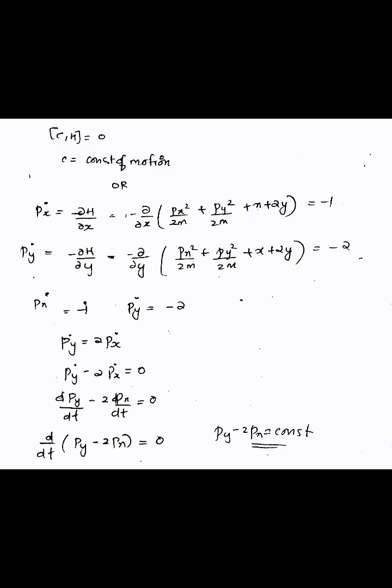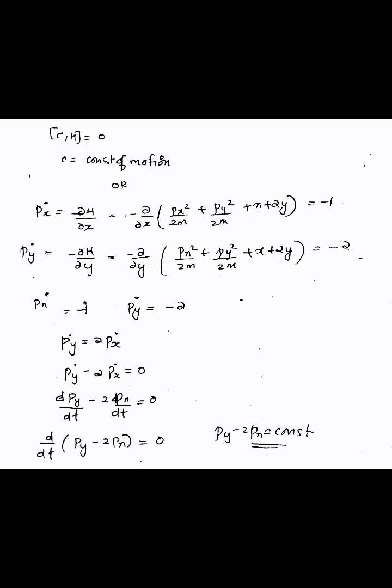The other method is using the Hamilton equations. We know px dot is equal to minus ∂H/∂x. That is minus ∂/∂x of (px square by 2m plus py square by 2m plus x plus 2y), that is equal to minus 1. Then py dot is equal to minus ∂H/∂y. That is equal to minus ∂/∂y of (px square by 2m plus py square by 2m plus x plus 2y), that is equal to minus 2. So here we get px dot is equal to minus 1 and py dot is equal to minus 2.